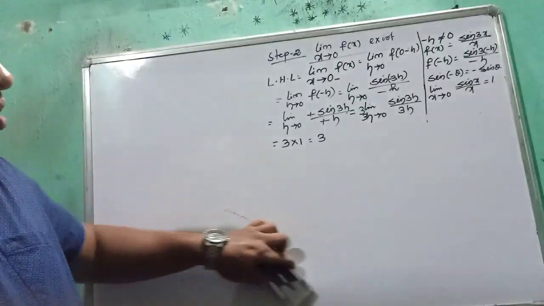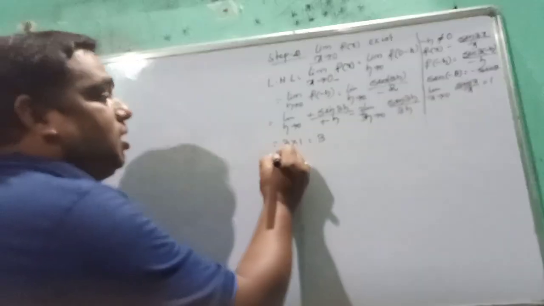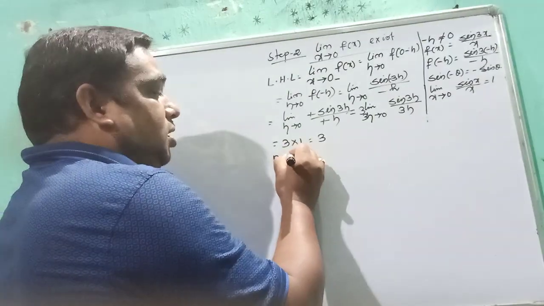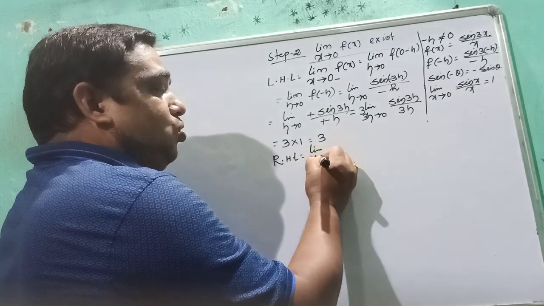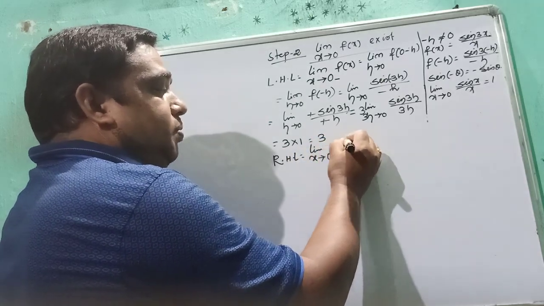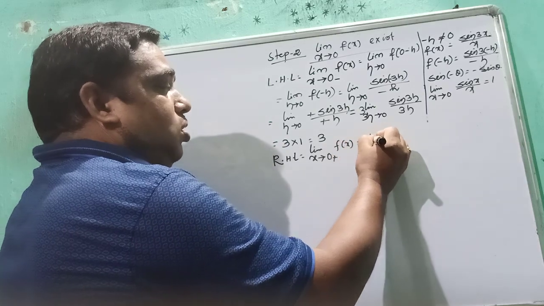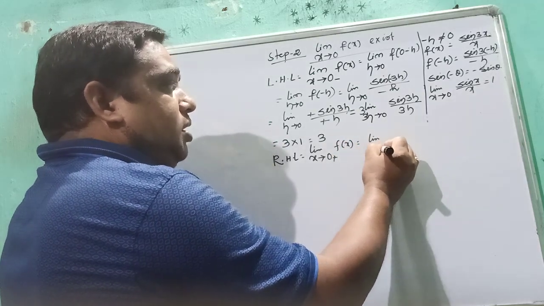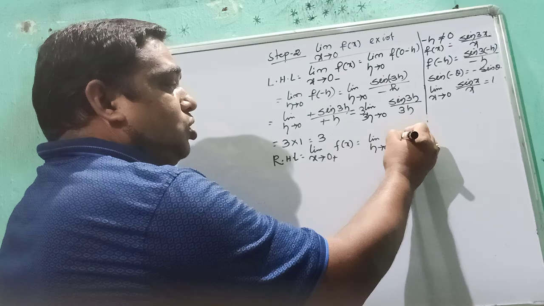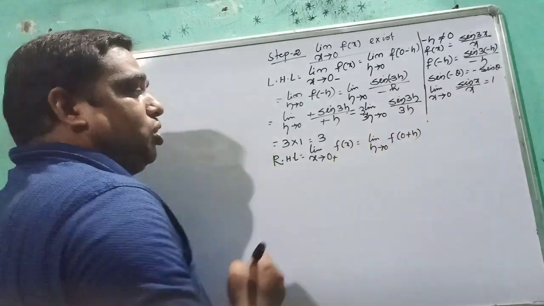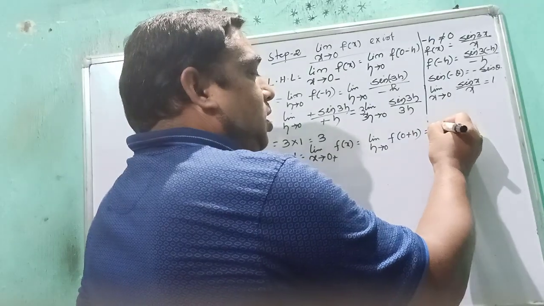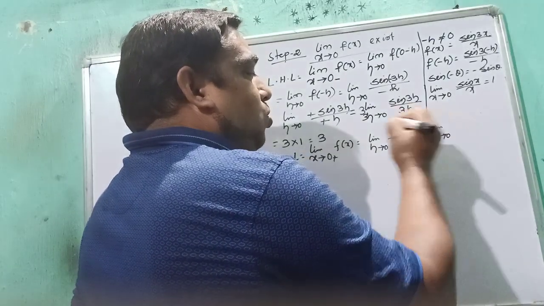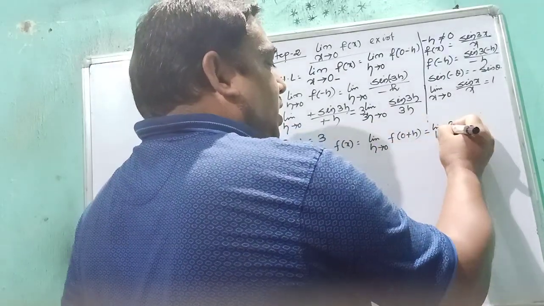Now we also solve the right hand limit. Similarly, the right hand limit is equal to limit x tends to 0 plus of f(x), which is equal to limit h tends to 0 of f(0 plus h), and which is equal to limit h tends to 0 of f(h) here.